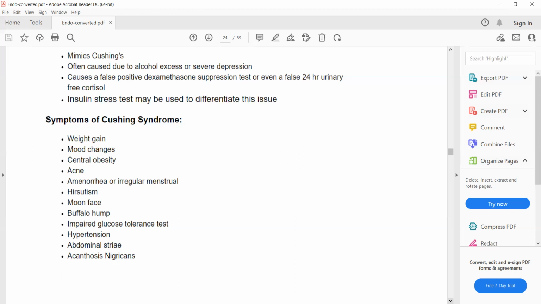So one function of cortisol is to cause hyperglycemia, and due to hyperglycemia, all these symptoms of Cushing syndrome occur, such as weight gain, moon face, buffalo hump, and impaired glucose tolerance test. Now, the second function that you need to remember about cortisol is that it increases the sensitivity of epinephrine and norepinephrine receptors. And also, in Cushing syndrome, aldosterone activity is also increased.